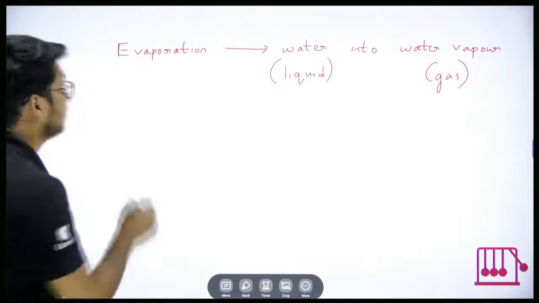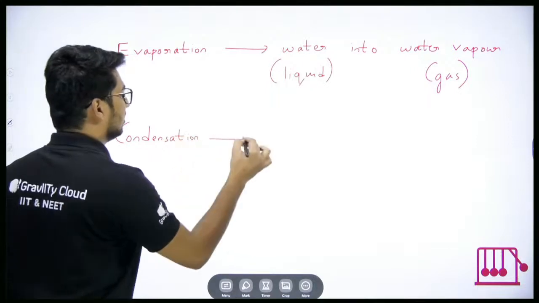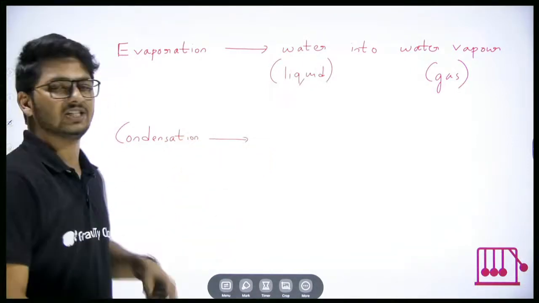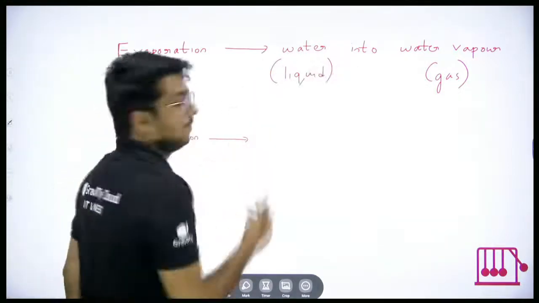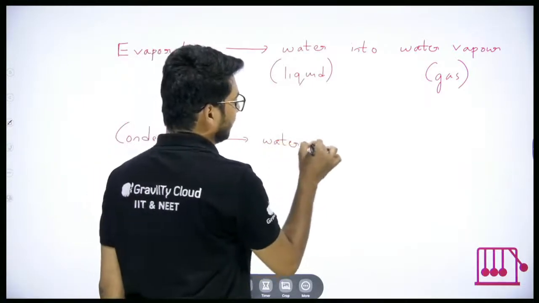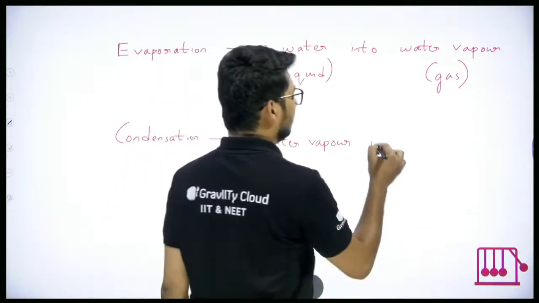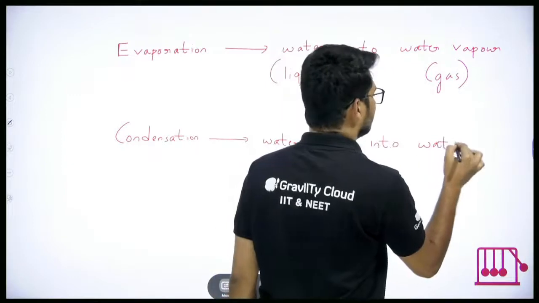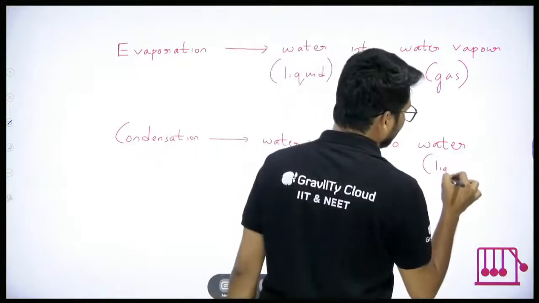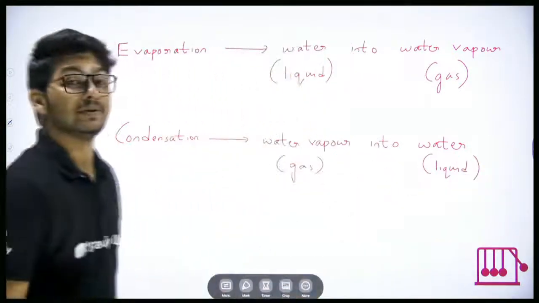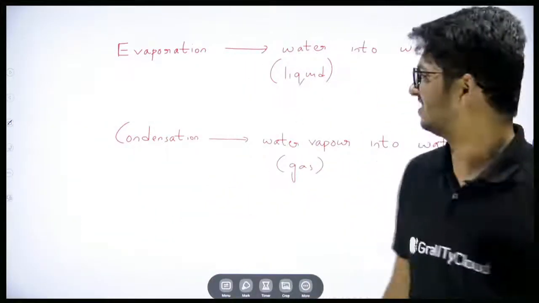What about condensation? What happens in condensation, everyone? Evaporation and condensation are important for the water cycle, for rain. In condensation the reverse happens. That means water vapor will condense into water. So it is the reverse. Water vapor, as we know, is a gas. Water is a liquid. So gas to liquid, that is what happens. So two processes, evaporation and condensation.